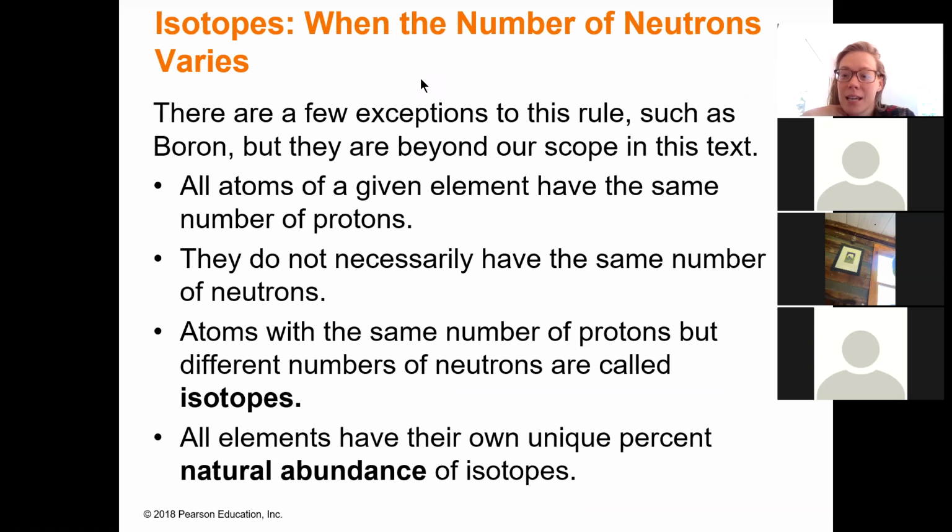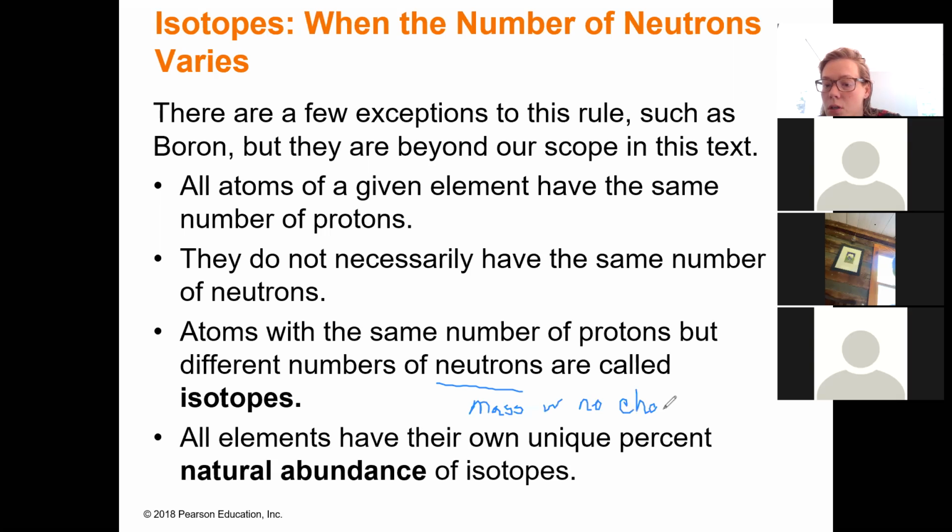So you can get these things called isotopes. And that word is written right here, isotopes. An isotope is an atom that has the same number of protons, but its number of neutrons is different. Now, if I change the number of neutrons, again, what are the properties of neutrons? It has mass with no charge.